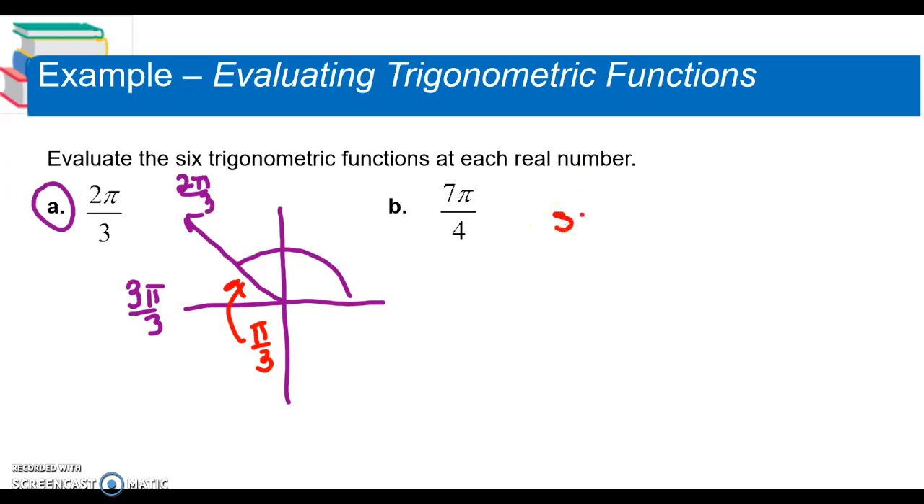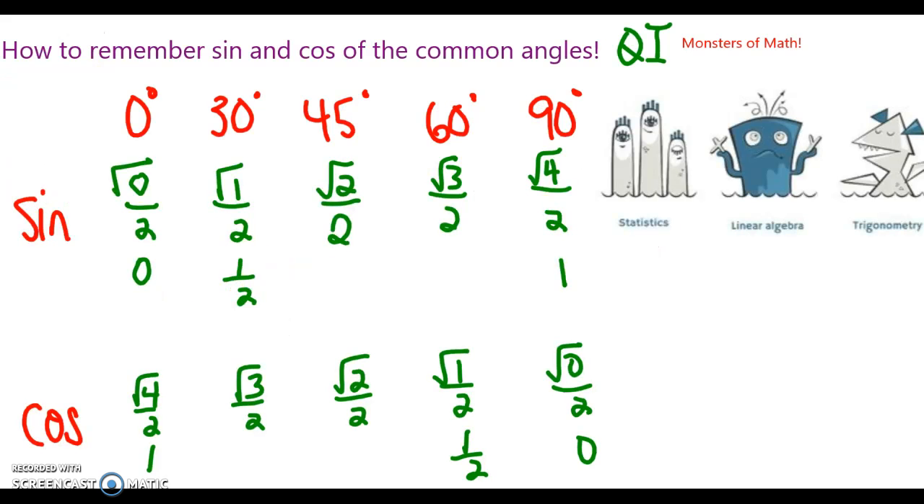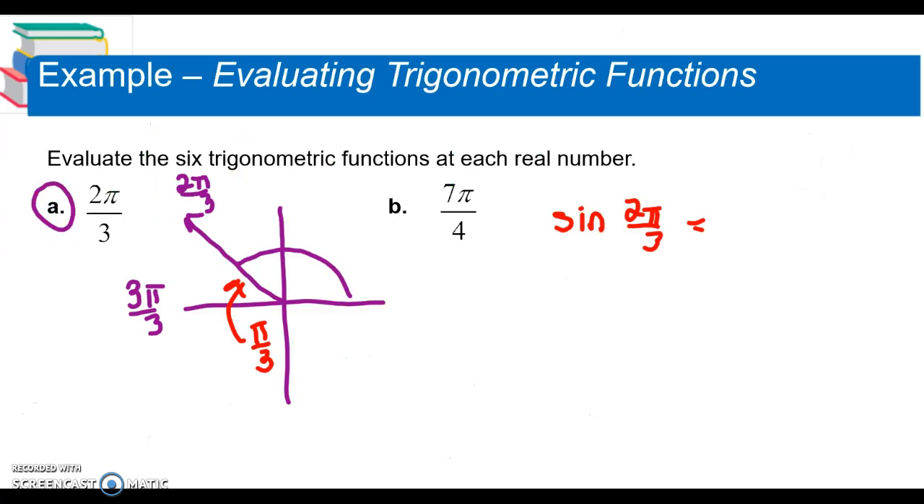So if I want to find the sine of 2 pi over 3, my reference angle is pi over 3 or 60 degrees. And I know either from knowing the first quadrant or knowing this that sine of 60 degrees is rad 3 over 2. I'm in the second quadrant, so sine is positive. Cosine of 2 pi over 3 would then be 1/2.